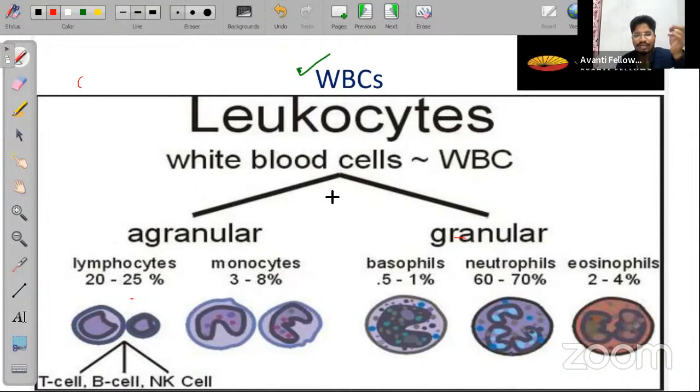One is agranular, the second one is granular. There will be no granules in the cytoplasm, that is agranular. If granules are present, then it is granular. Under agranular, lymphocyte and monocyte will be coming, and under granular, basophils, neutrophils and eosinophils will be coming.